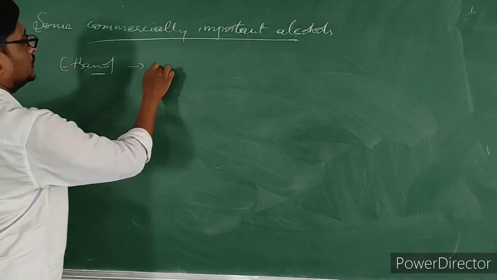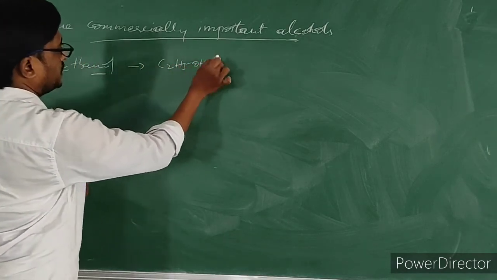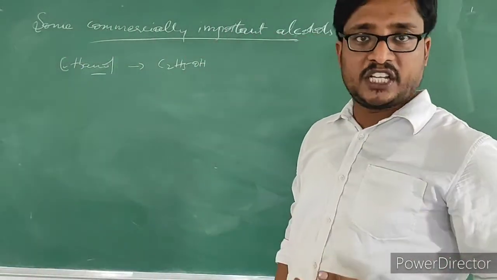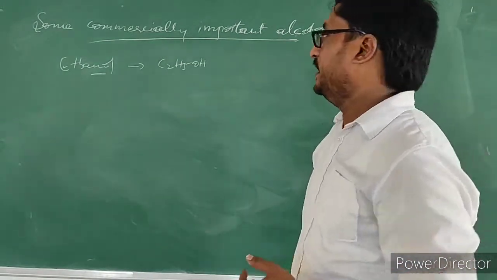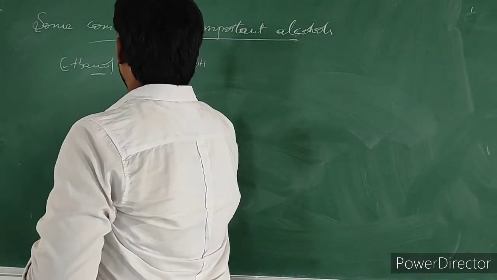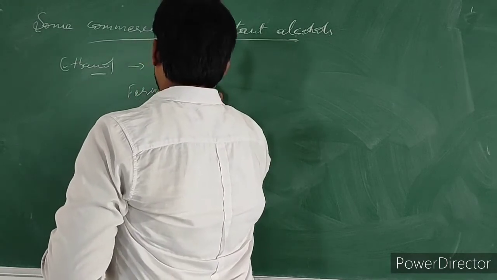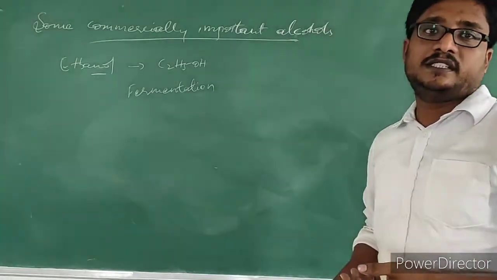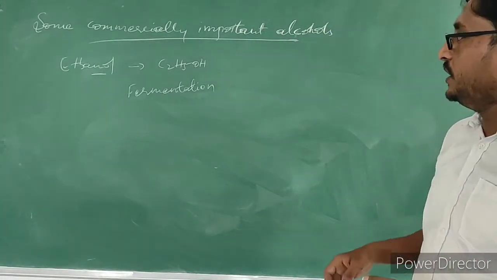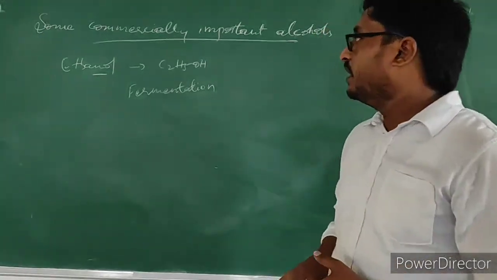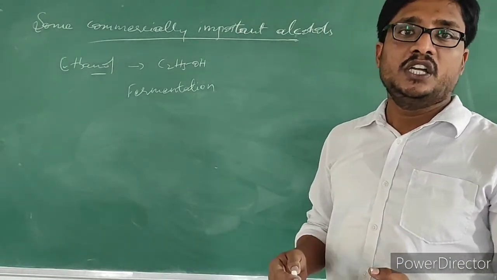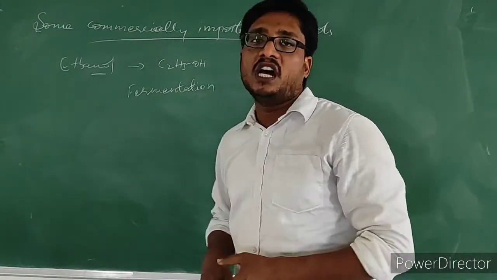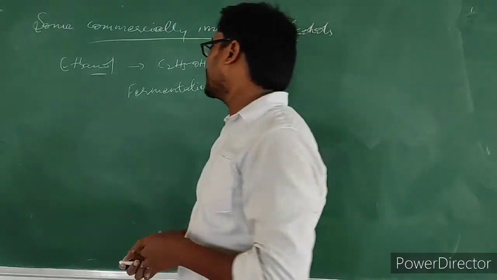Ethanol, C2H5OH. Generally, ethanol is obtained by the fermentation process. The oldest method used for fermentation is from sugars. Sugars are made to undergo the fermentation process in order to produce this alcohol. That is the oldest method.